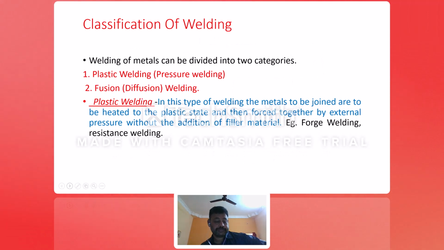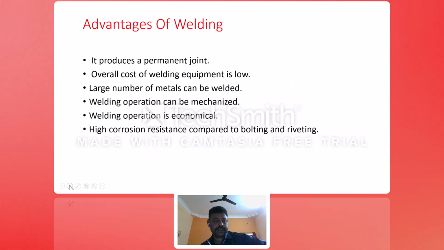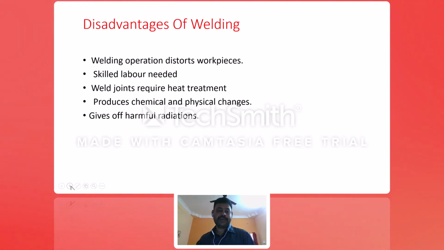The advantages of welding: it gives a permanent joint in many applications. The overall cost of the welding equipment is low. A large number of metals can be welded. Even if you want to weld ferrous and non-ferrous materials, it is possible. Welding operations can be mechanized. Welding operation is economical. It gives high corrosion resistance compared to bolting and riveting.